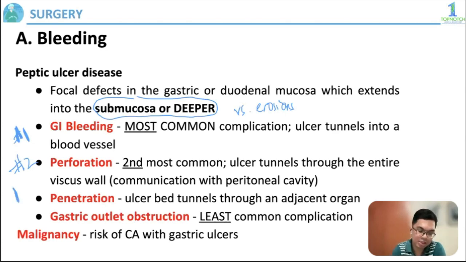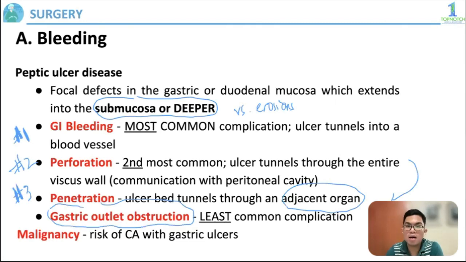Okay? So penetration naman is a special type of perforation where it tunnels through an adjacent organ. Through an adjacent organ. So pwedeng adjacent organs is the pancreas, the hepatic lobe, and the colon. Okay? And the least common na complication is gastric outlet obstruction. So here, there's peripyloric edema or may strictures around the pylorus. Kaya ka magkakaroon ng pyloric obstruction.